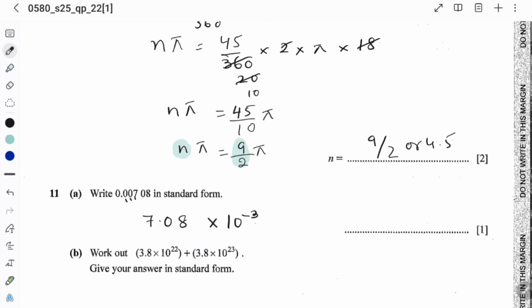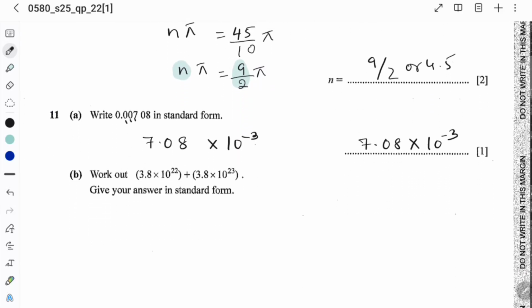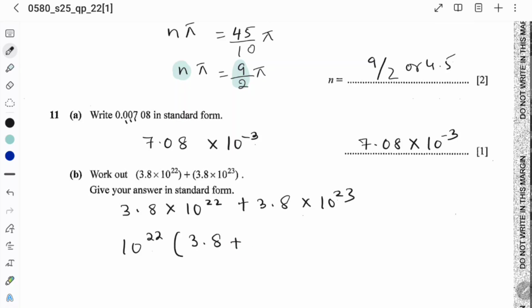Alright, so 7.08 into 10 to the power of minus 3. Work out 3.8 into 10 to the power of 22 plus 3.8 into 10 to the power of 23. We have a common factor, which is 3.8 into 10 to the power of 22. Just take 10 to the power of 22 common: 3.8 plus 3.8 into 10 to the power of 1 is remaining.